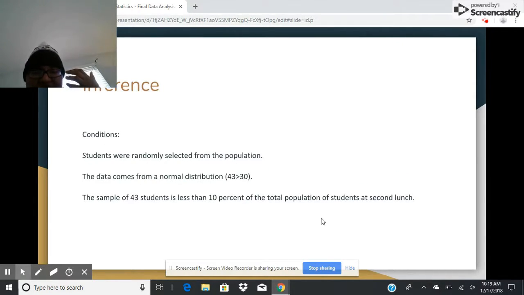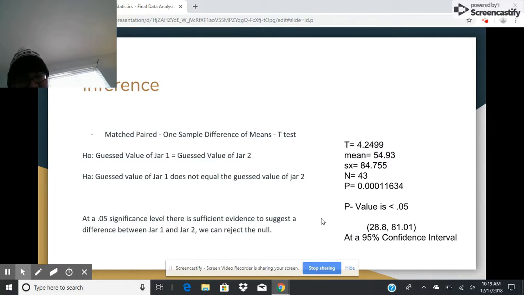Inference. The conditions for our inference t-test are the students are randomly selected from the population. The data comes from a normal distribution because our sample size n was 43 and that is higher than 30. And the sample of 43 students is less than 10% of the total population of students at second lunch.